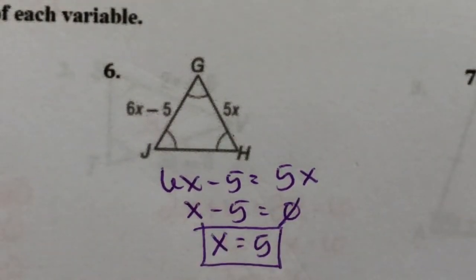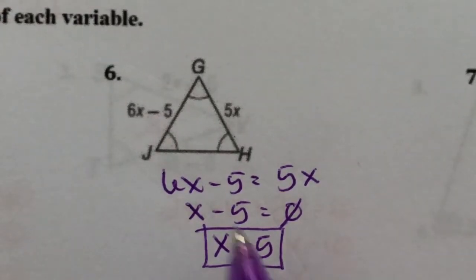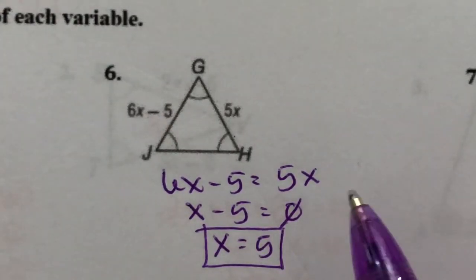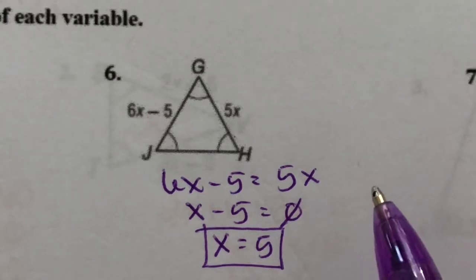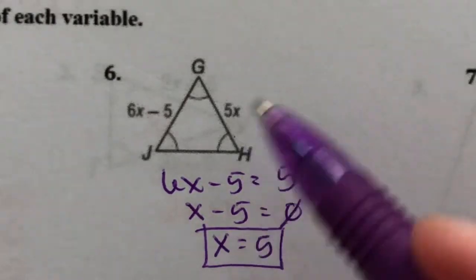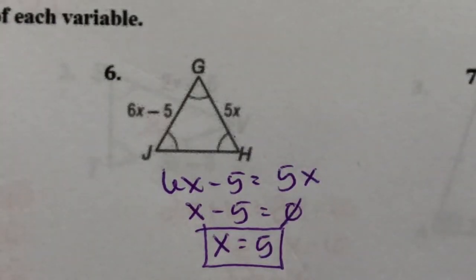And be careful to read the directions. Here it just said to solve for each variable. We have done it. Sometimes it'll say find the measure of the missing angle or something, and you'll have to find the variable and then go back and plug it in. But here we don't have to do that.